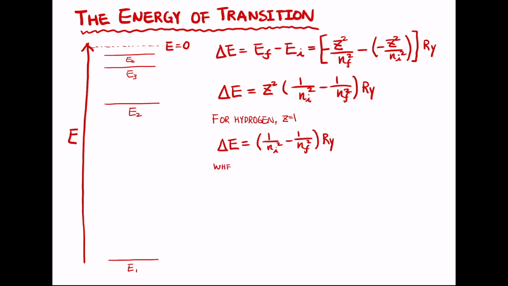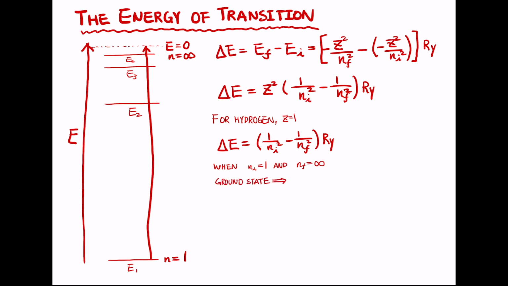When n sub i is equal to 1 and n sub f is equal to infinity, an electron is being elevated from the ground state all the way to the state that would get it to be infinitely far away from the nucleus's influence. That is, we're moving the electron entirely away from the atom. If we substitute these values into the equation, we find that it simply reduces down to delta E is equal to 1 Rydberg, which is equal to 2.18 times 10 to the negative 18 joules.